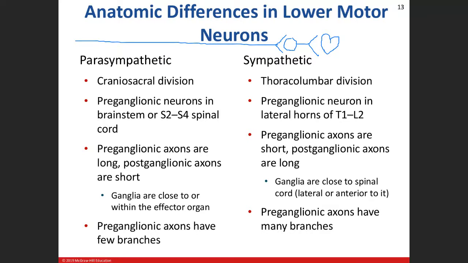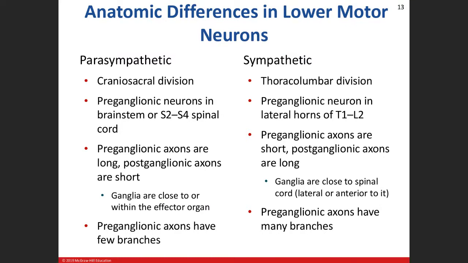They could be just next to it, just on top of it, or inside the wall of whatever the effector organ is. They call that intramural. So that's what we're saying here. The ganglia are close or within the effector organ. And then the preganglionic axons have very few collateral branches, not many. Okay, so that's the parasympathetic.